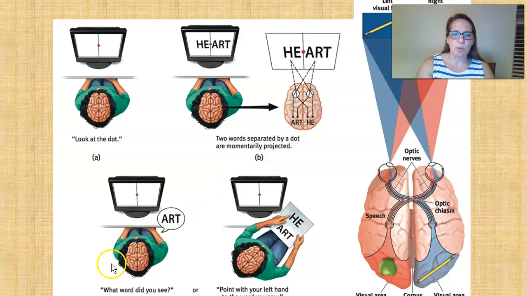Now, when we ask this person, what word do you see? They're going to say art, because that is in our left hemisphere, where our language ability is, okay? But then if they're asked to point with their left hand to the word that they see, they are going to answer something a little bit differently, okay? So we're going to do a little bit more. You're going to watch a short video, and we're going to do a demonstration on how this split brain procedure happens, or the differences in split brain patients.